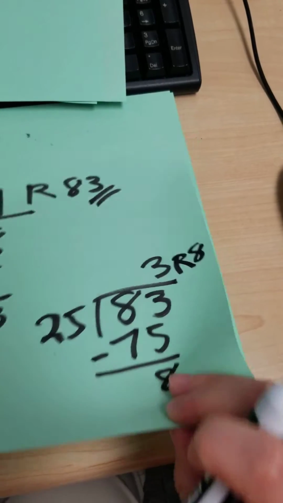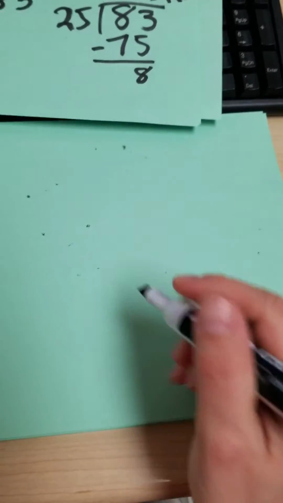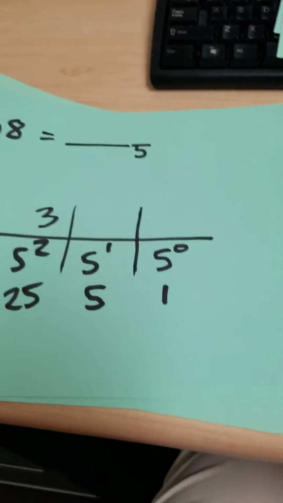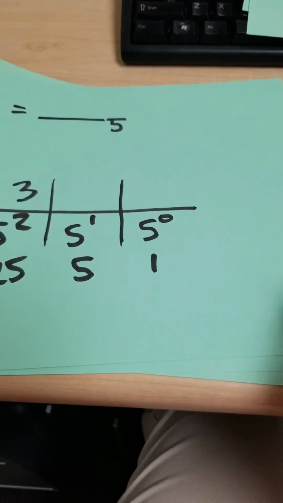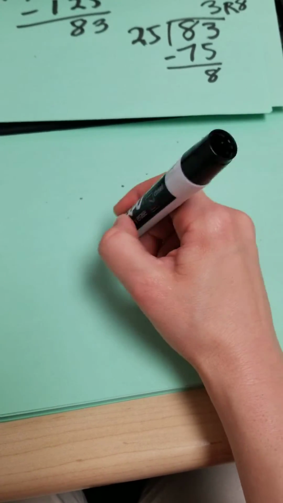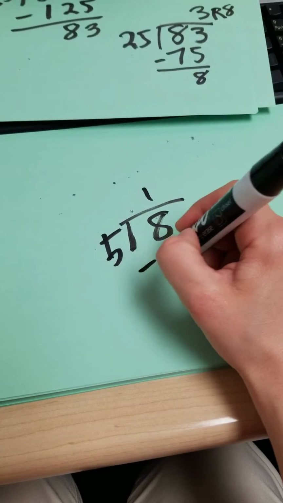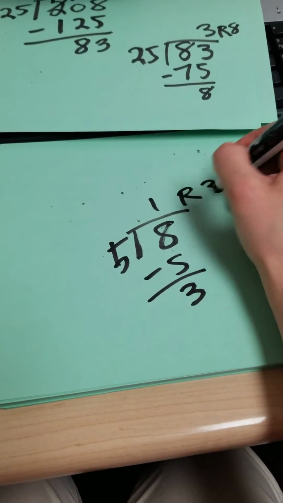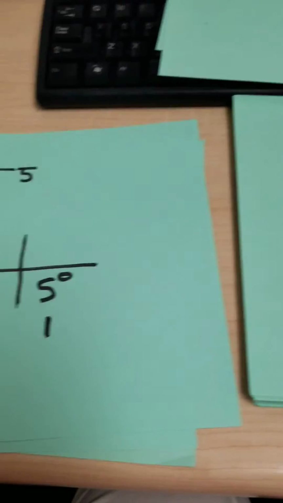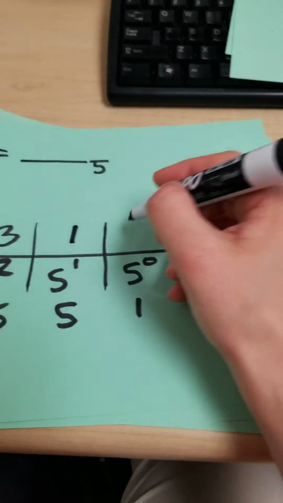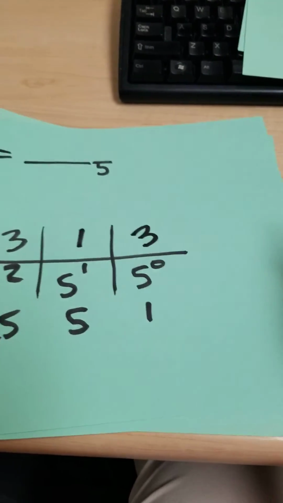So of those 8, what's our next place value? How many groups of 5 can I take out? Well, we can take out 1 group of 5, giving 3 as a remainder. So we have 1 group of 5, and the 3 remainder would just be our last piece.